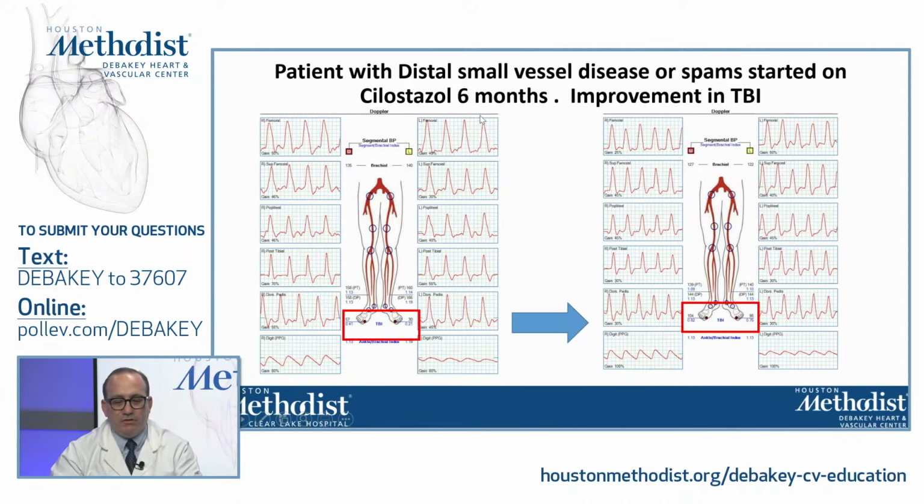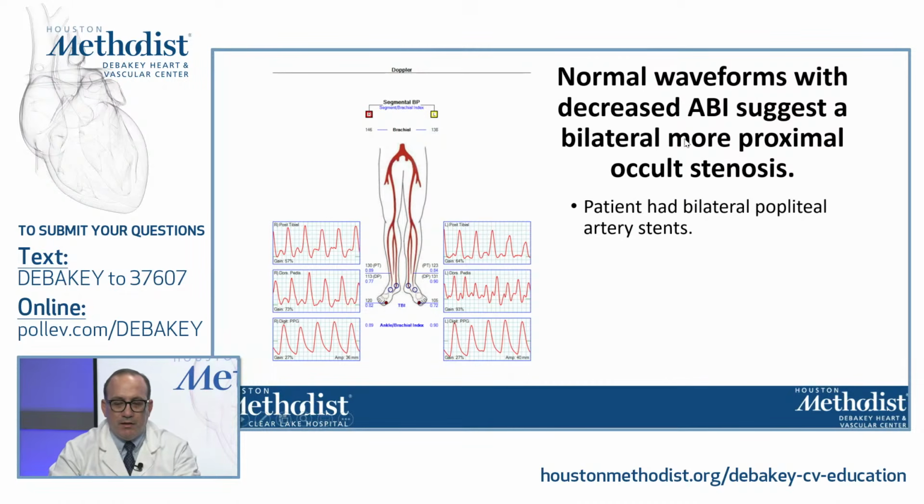We placed the patient on cilostazol for 6 months and repeated the physiologic study. You see the appearance of the waveform somewhat improved, and the toe indices also improved. It became normal on the left and on both feet. So that was a significant improvement on 6 months of cilostazol, which is a phosphodiesterase inhibitor and helps improve distal vasoconstriction.